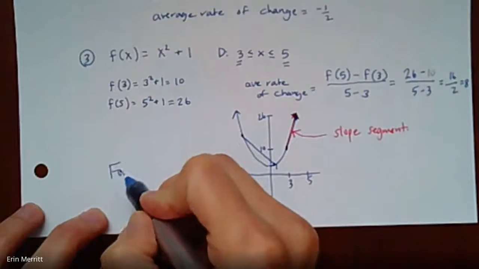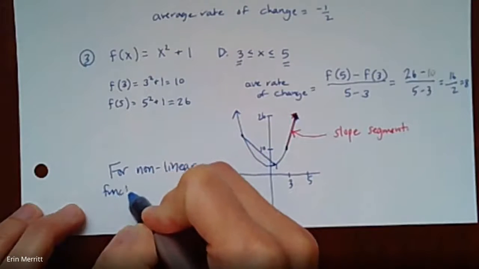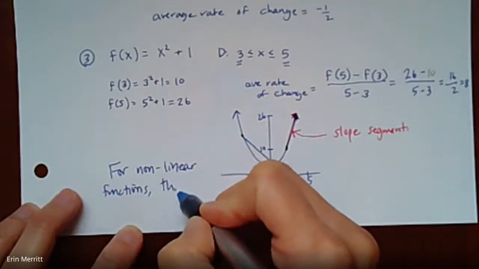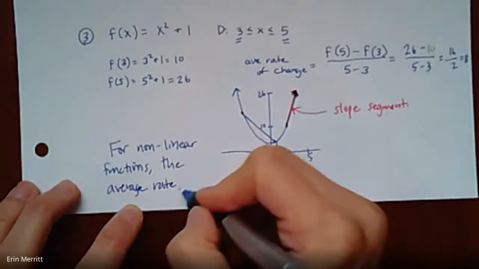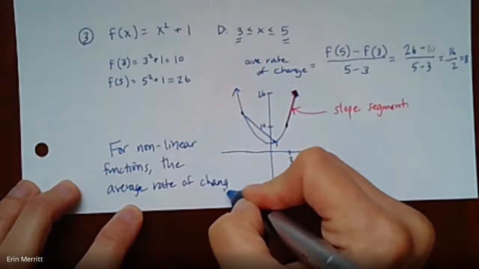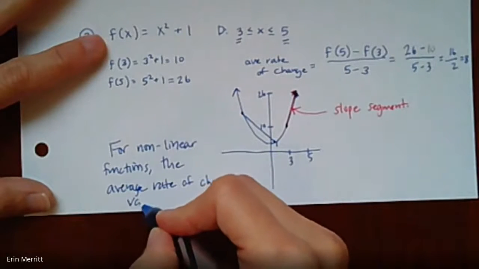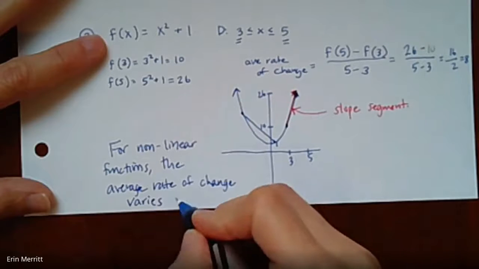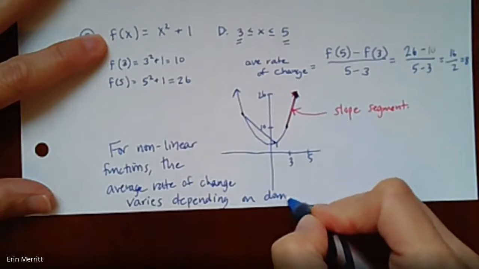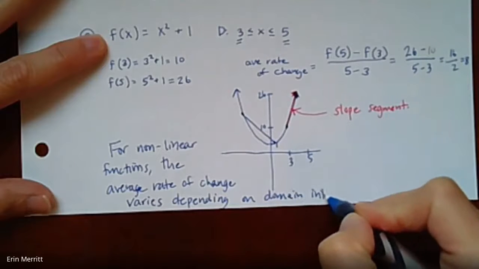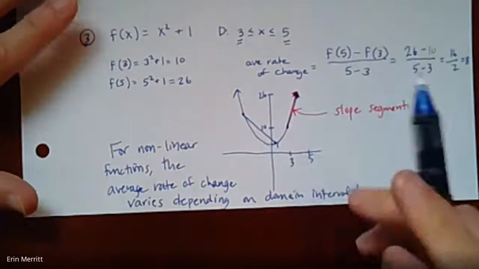So I'm going to say for non-linear functions, the average rate of change can vary, or maybe I'll just say varies, depending on the domain interval. So it could be positive in one place, negative in another.